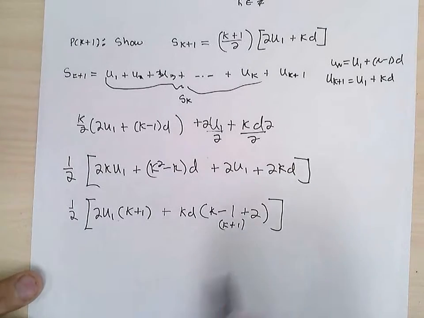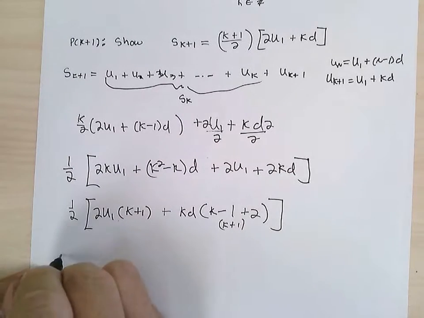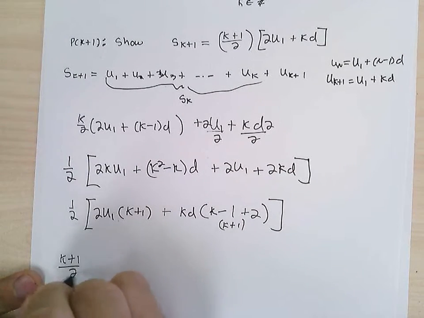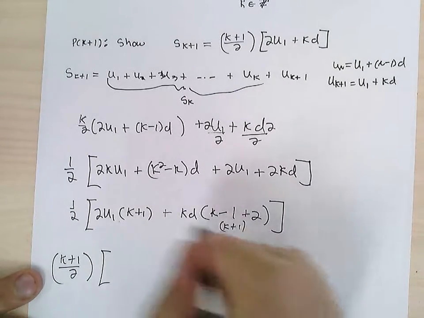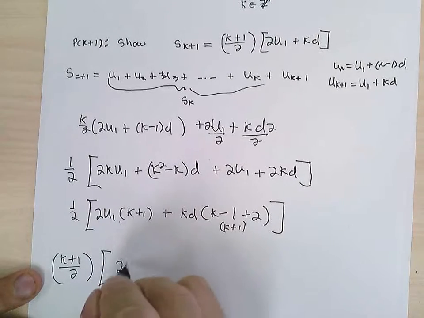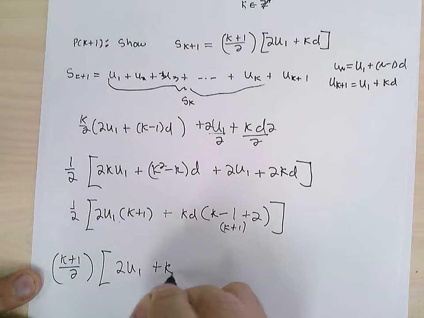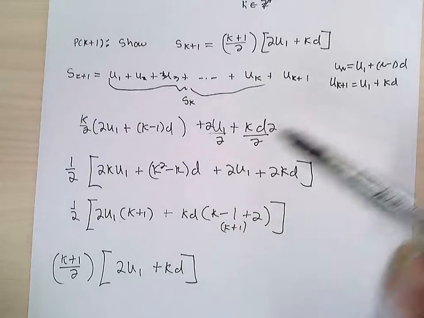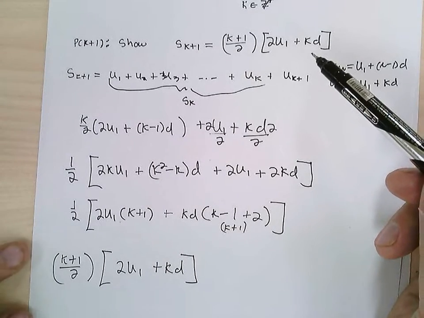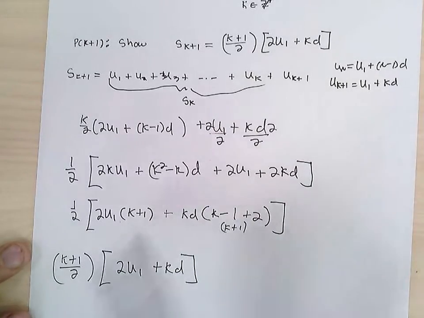And then what am I left with? If I take the k plus 1, I can just write it up top. I have k plus 1 over 2. And then if I take out the k plus 1 and the k plus 1, what am I left with? 2 u1 plus k times d, right? And there you go. I've used algebra, and I've shown that these two are equivalent.